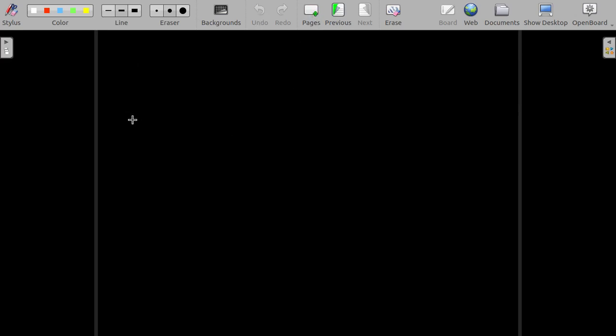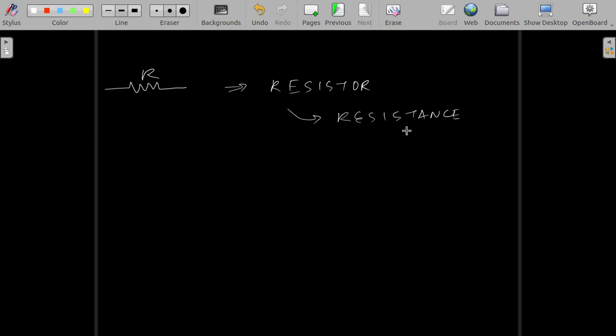So in this course, you will have to deal with 3 passive devices. The first one is a resistor. So what is a resistor? A resistor is any element or any device that shows the property of resistance. Any element that shows the property of resistance is called a resistor.